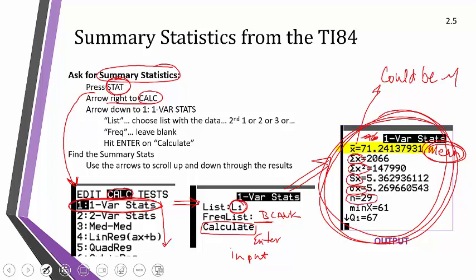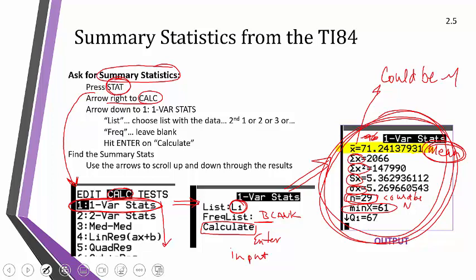Here's n, that's the number of values in the data set. Notice they're using lowercase n. This could be a population size. You have to know your data. It's giving you the minimum value of the variable, which is kind of cool, something called Q1.